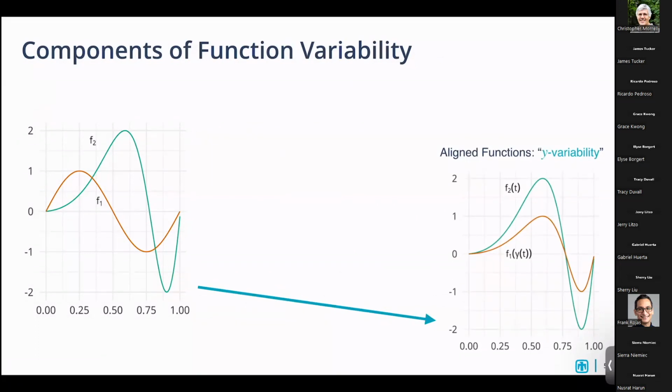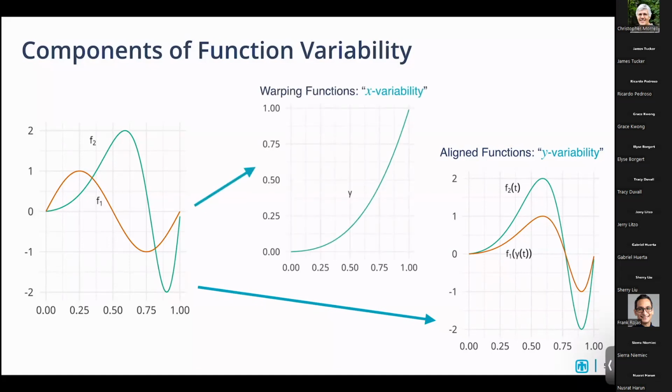The first part: we have two curves here, the red curve and the green curve, F1 and F2. The aligned functions contain the y variability, or amplitude variability, on the right. This is what happens when we align them. And secondly, we have a function that we use to align them, say gamma, which we call a warping function. If we do the time warping of F1 to align the peaks and valleys of F2, that gamma used to align contains all of the variability along the x-axis, and the aligned functions contain all the variability along the y-axis.